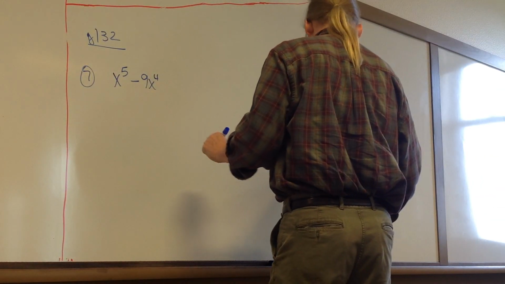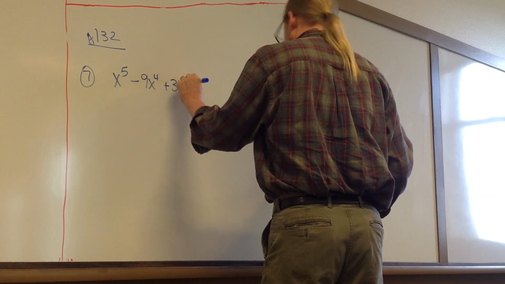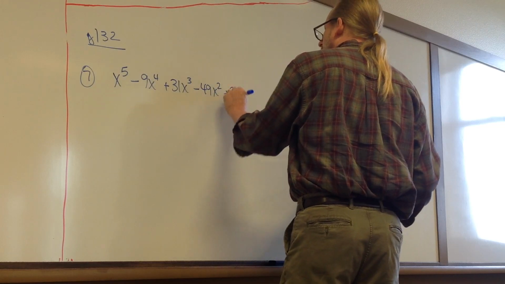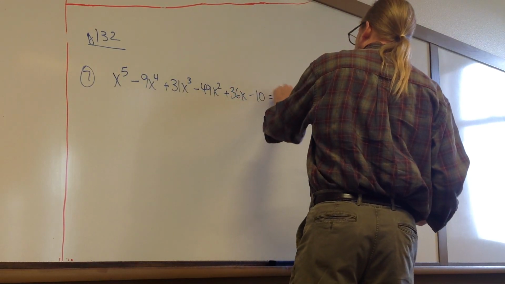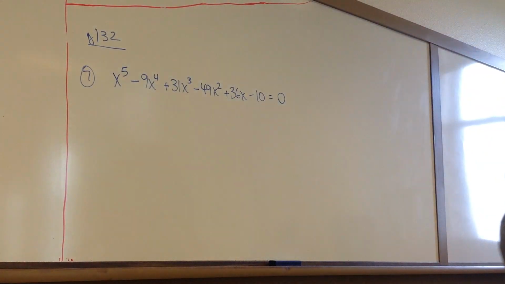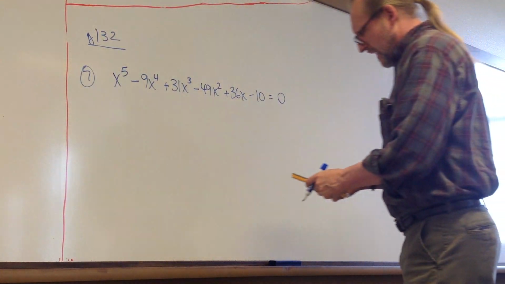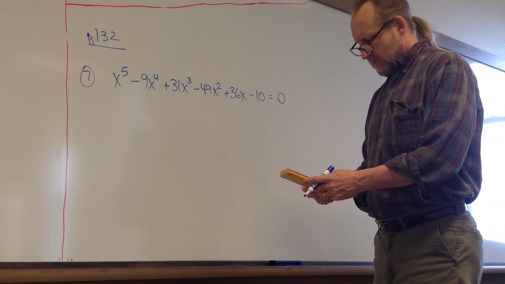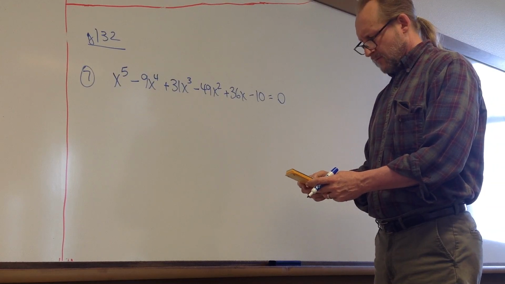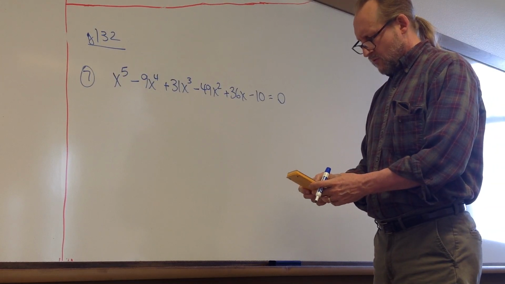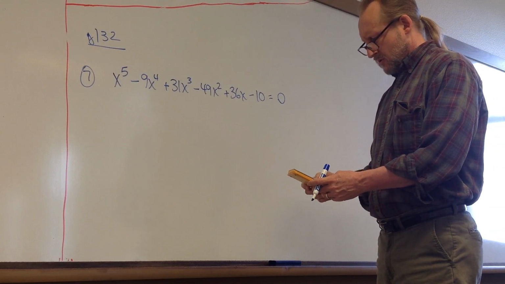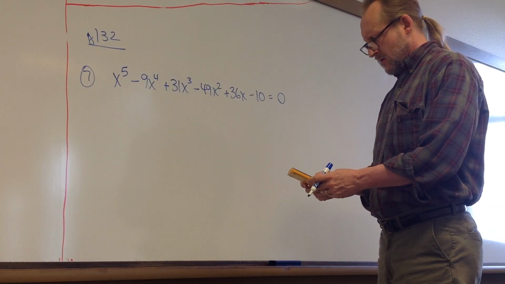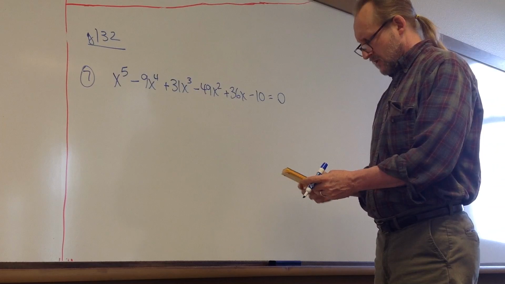9x to the 4th, 31x cubed, 49x squared, 36x minus 10. Okay, so again, first thing we want to do is graph this. So that'll be x to the 5th minus 9x to the 4th plus 31x cubed minus 49x squared plus 36x minus 10.